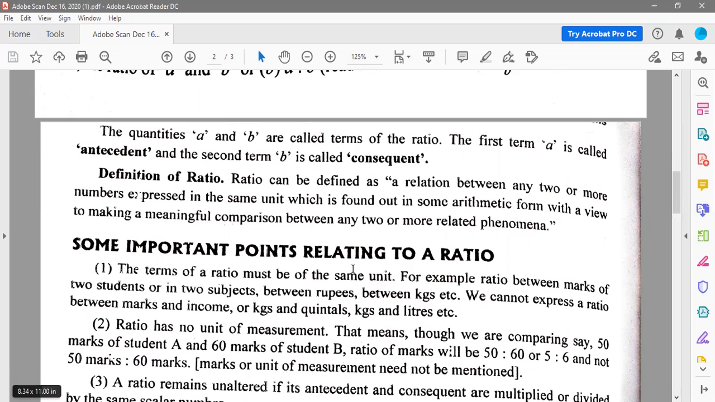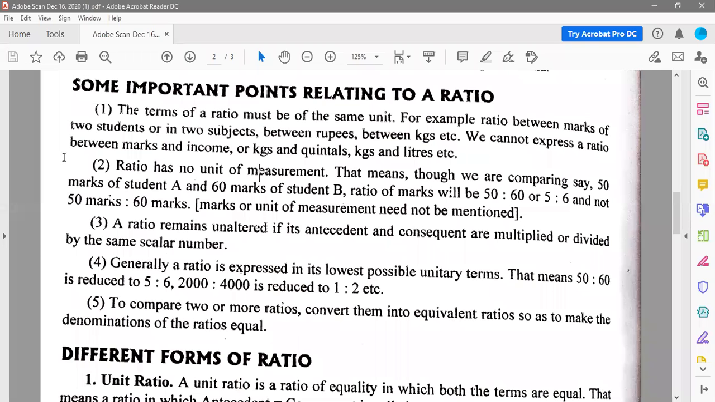I hope you all understood until here. Any doubts? Now moving further, some important points relating to ratio. So we'll have to understand these 5 points before we start solving the problem and understanding different forms of ratio.